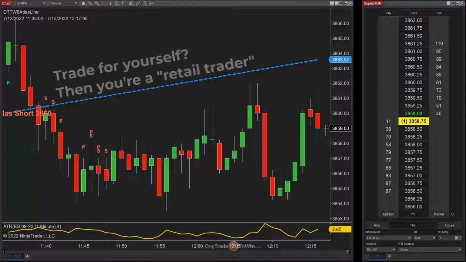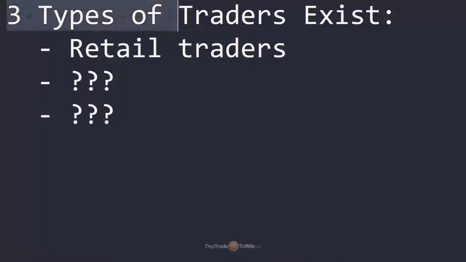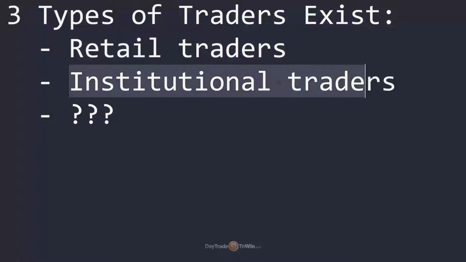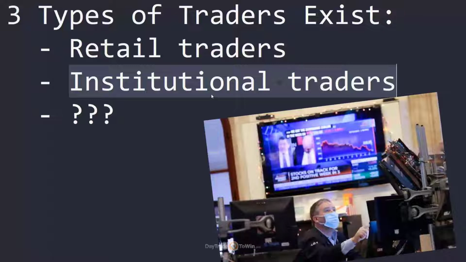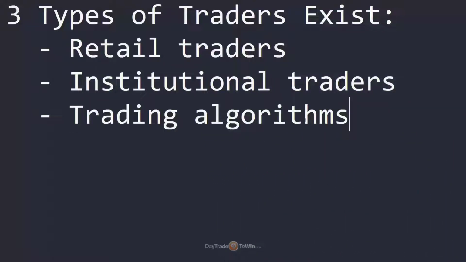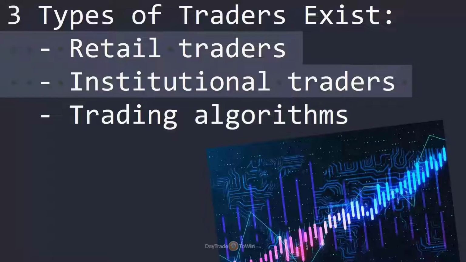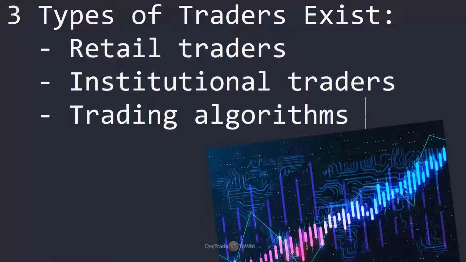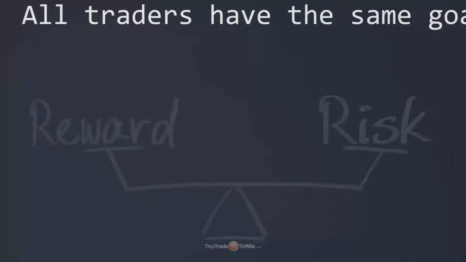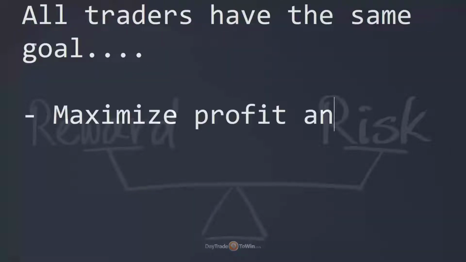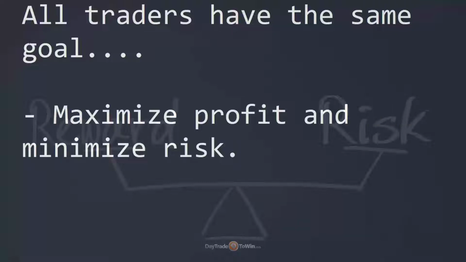Back to the chart. If you're doing this kind of trading, you would be considered a retail trader. It can be said that three types of traders exist. Retail traders, and then we have institutional traders. So these are people who trade for organizations such as banks or companies. There are also trading algorithms or trading software. These are non-human traders who place orders just like the other two, but generally do so at a much faster rate beyond what a regular person can do. All traders have the same goal: maximize profit and minimize risk.